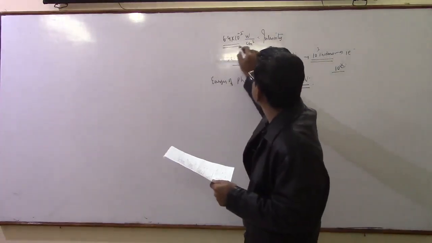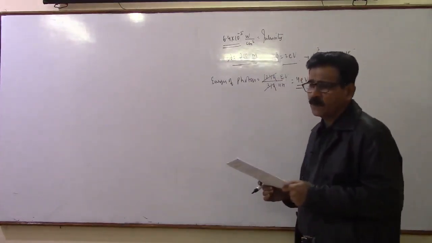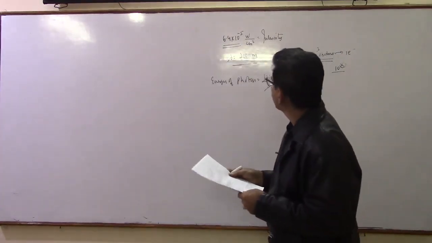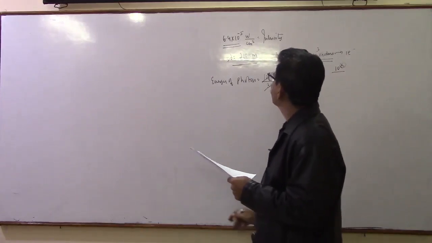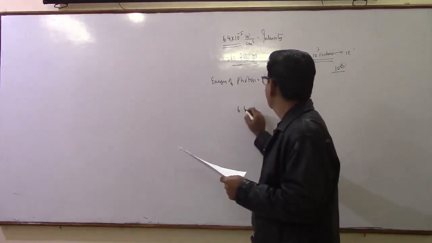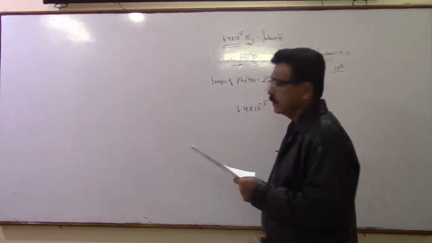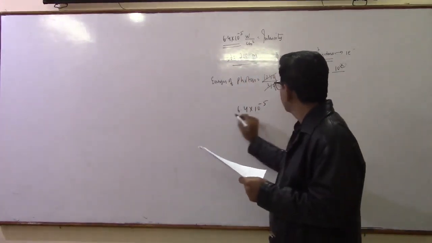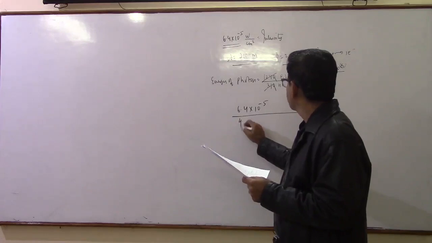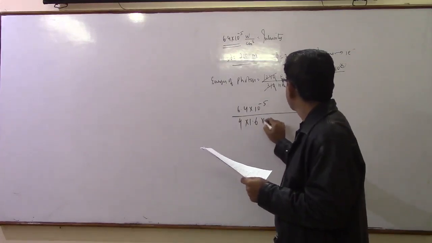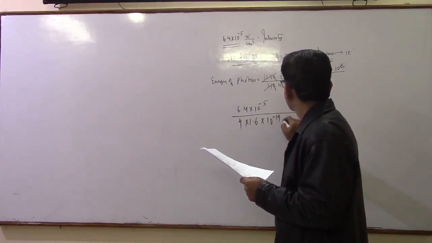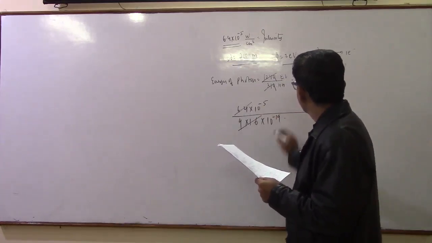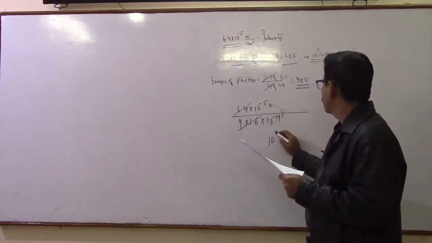Here the intensity is given to us as 6.4 into 10 to the power minus 5, and it is falling on a centimeter square. So the total energy or power is 6.4 into 10 to the power minus 5 joule per second. Now the number of photons, if you have to calculate, 4 electron volt means 4 into 1.6 into 10 to the power of minus 19. Now you can very easily see this 6.4 will get cancelled with this 6.4. If you bring it on the top, you get 10 to the power 14.